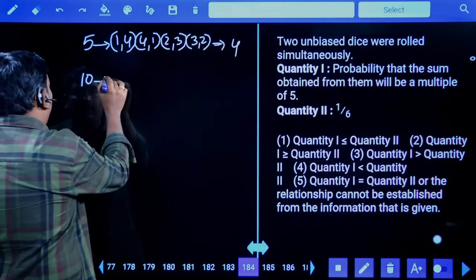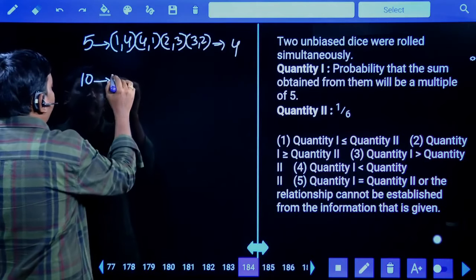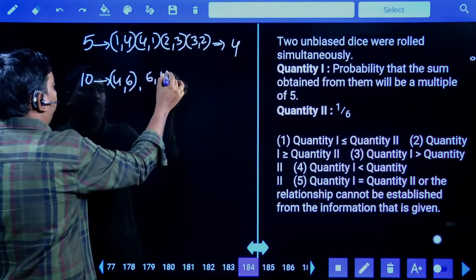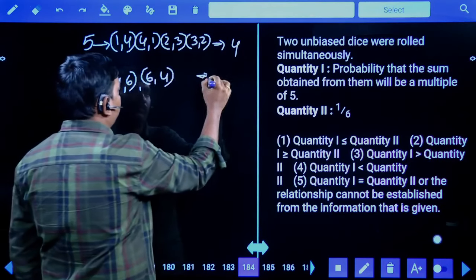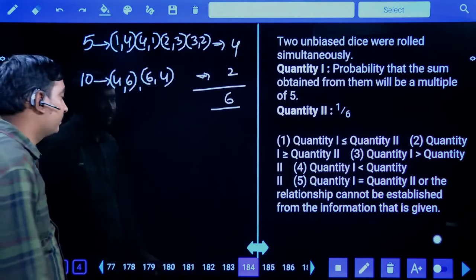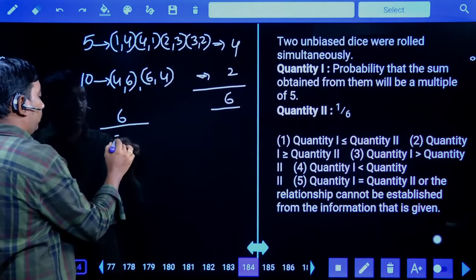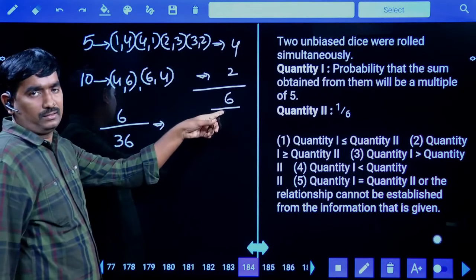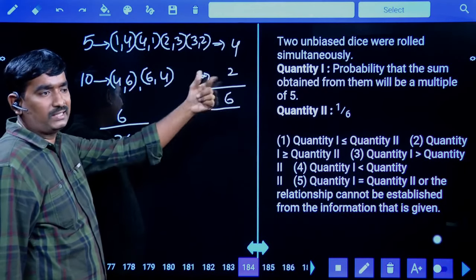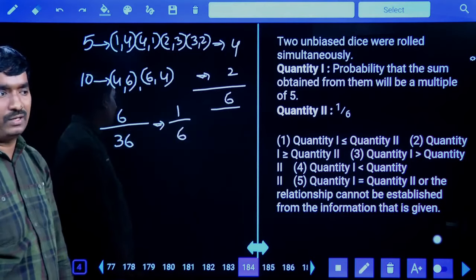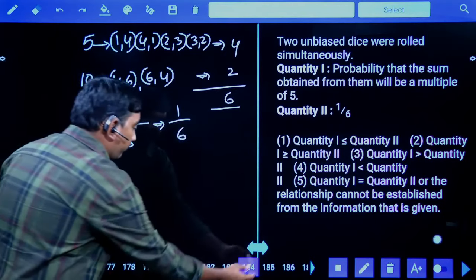For getting a sum of 10: 4,6 and 6,4. Only 2 possibilities. Total 6 possibilities. If 2 dice are rolled, 36 possibilities are there. Out of 36, 6 events have a sum that is a multiple of 5. So 1 by 6. Quantity 1 is 1 by 6. Quantity 2 also 1 by 6. So quantity 1 equals quantity 2.